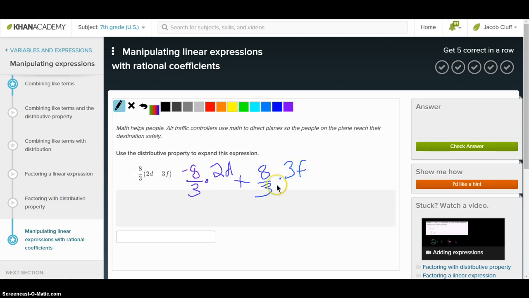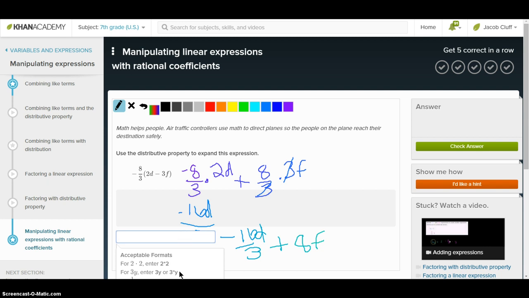So you can see that this part over here is going to simplify a little bit, so we can just get rid of these 3's. And the answer we're going to be left with is negative 16d over 3. Let's write it over here. Negative 16d over 3. And then we're just going to add 8f. So let's put that in the answer box.